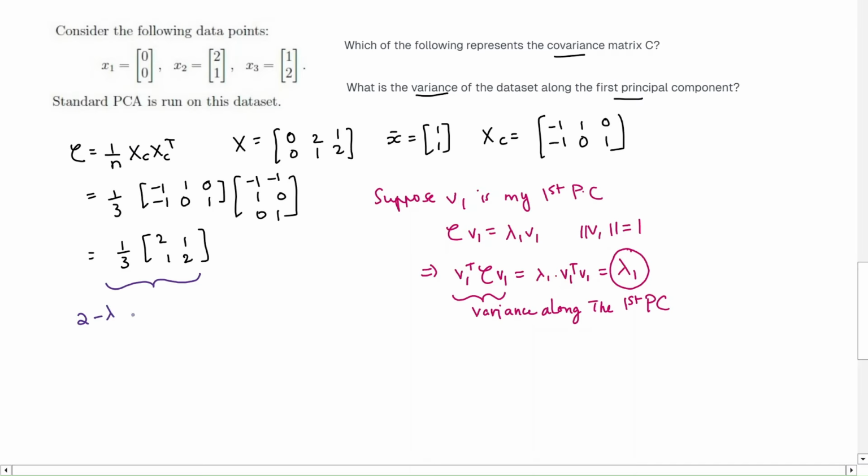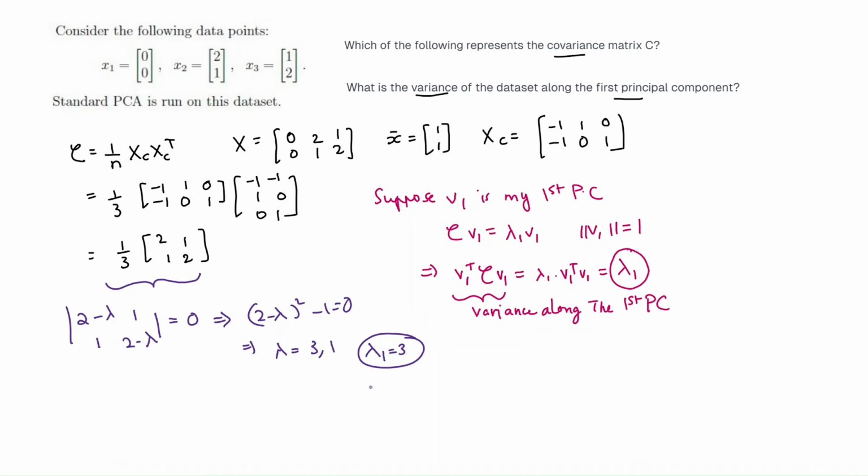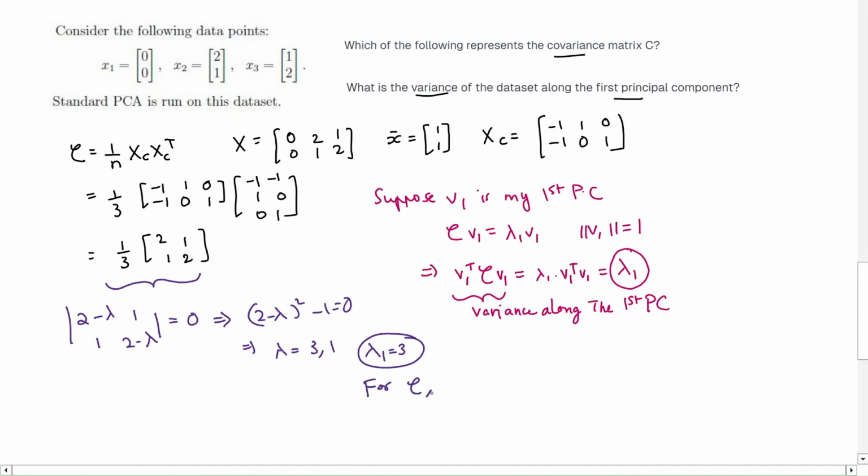So I will get 2 minus lambda, 1, 1, 2 minus lambda. This is my characteristic equation, setting the determinant of this to 0. Now solving for this, I'll get (2 minus lambda) whole square minus 1 is equal to 0. That is, lambda should be 3 and 1, and the largest eigenvalue is equal to 3. But now I have ignored the 1 by 3 outside, so I'll have to pull it in, and I'll have to say that for the covariance matrix C, the largest eigenvalue is equal to 3 by 3, which is equal to 1. Right? So the variance of the data set along the first principal component is also equal to 1. So that is the answer to the second question.